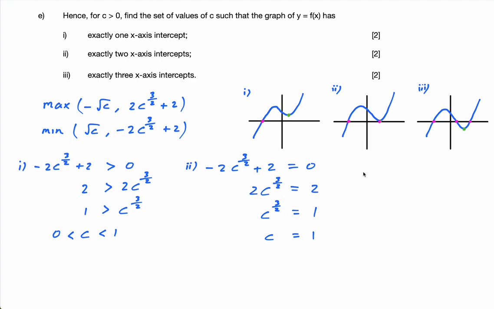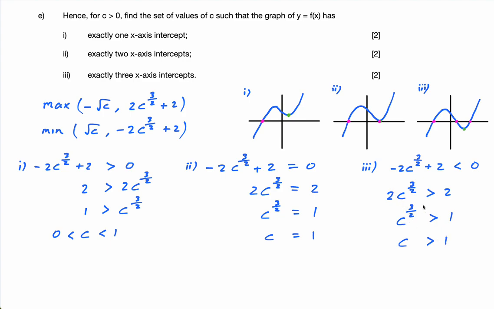So that's the answer. And then finally, to have 3 roots, this thing has to be less than 0. So I have my minus 2c to the 3 over 2 plus 2 has to be less than 0. Solving it a bit like this, I can say 2c to the 3 over 2 is greater than 2. That's just adding this to the right and then flipping them around. c to the 3 over 2 has to be bigger than 1. How can c to the power of 3 over 2 be bigger than 1? What must c be? Well, c must be bigger than 1.